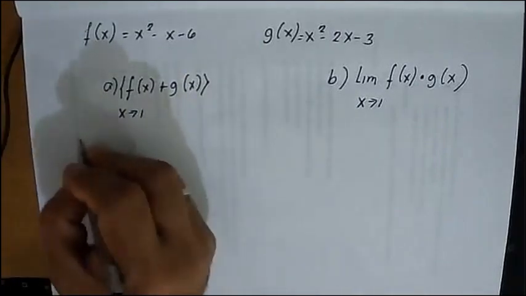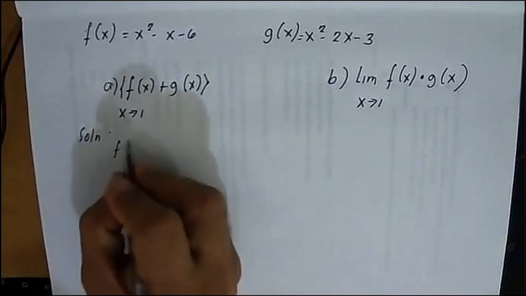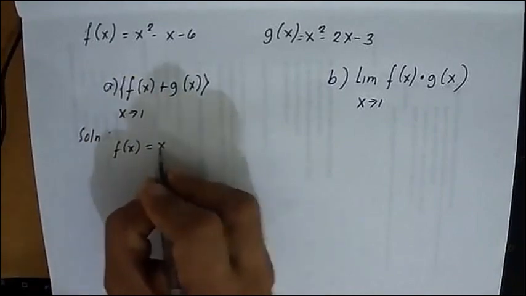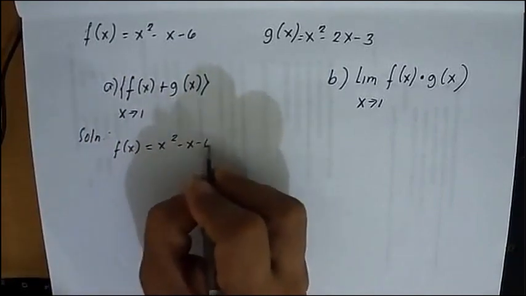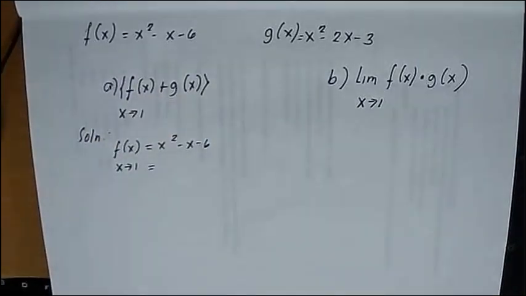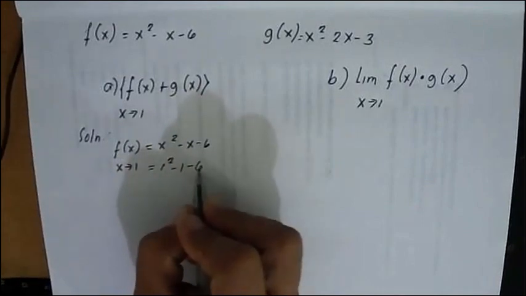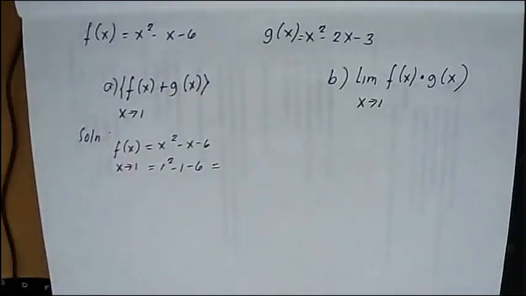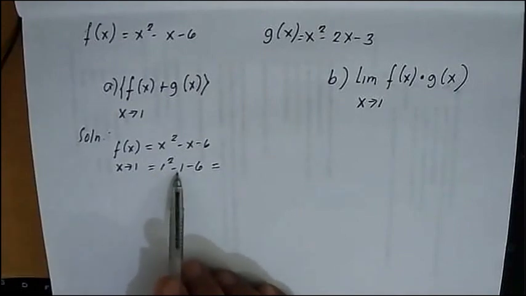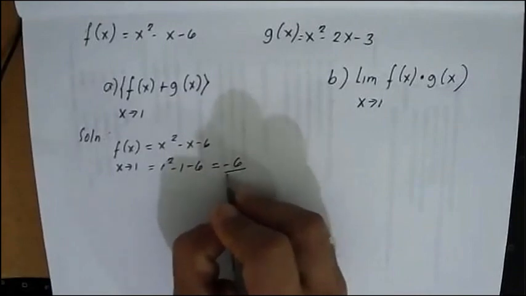So we have our solution. The function f(x) is equal to x squared minus x minus 6 as x approaches 1. Okay? So by this time, we are going to use the algebra method. So our limit is 1. So we have 1 squared minus 1 minus 6. What is our answer? 1 squared is 1, minus 1 is 0, minus 6, the answer is negative 6.